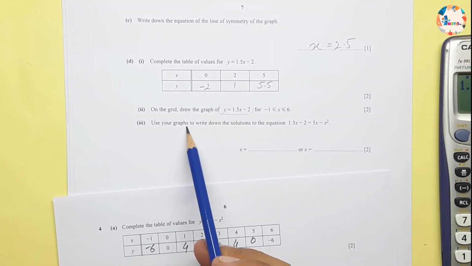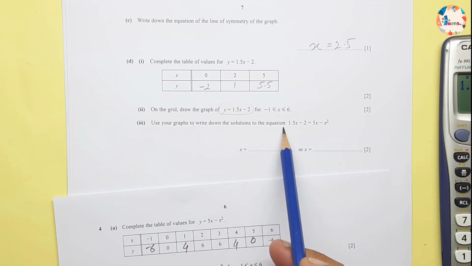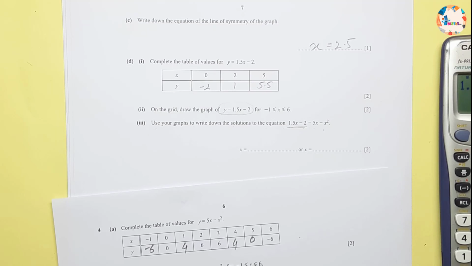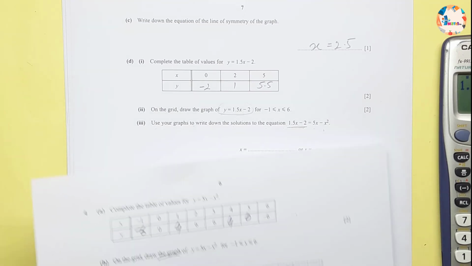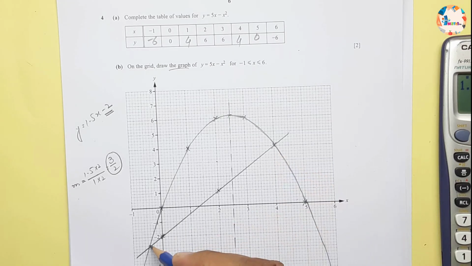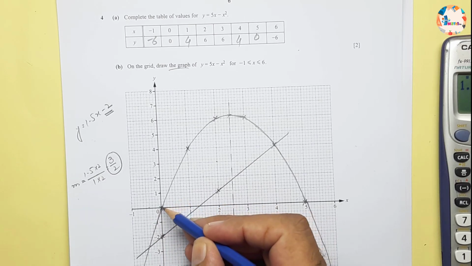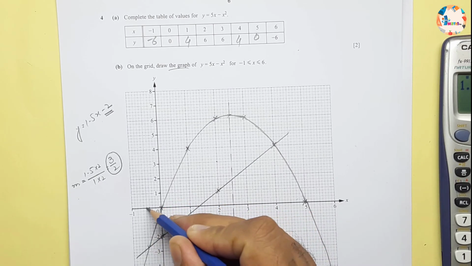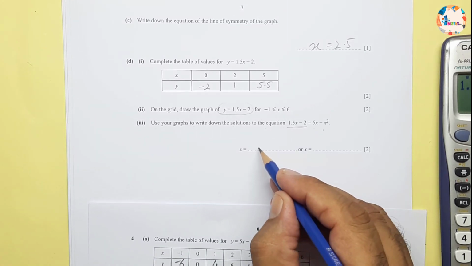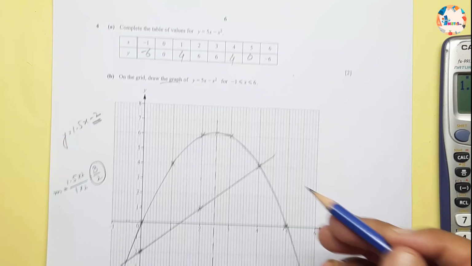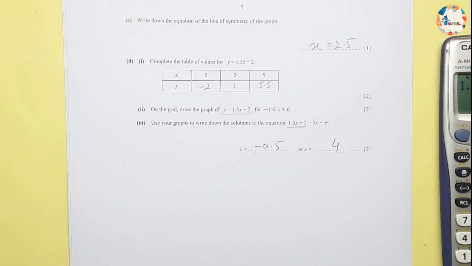Then they are saying use your graph to write down the solution of this equation. Solution of this equation we have to write basically, and basically these 2 points of intercept they are requiring, and for this one x value will be 0.5. You can say this is minus 0.5, and this is 4, exactly 4, so we can write here 4. These are 2 values which we are mentioning over here.